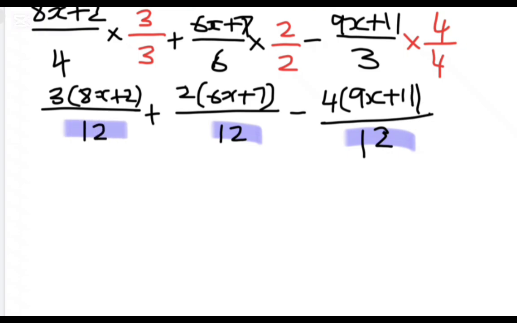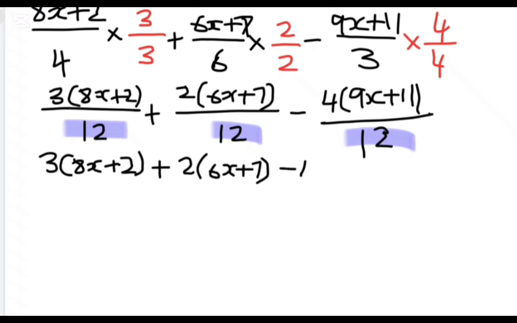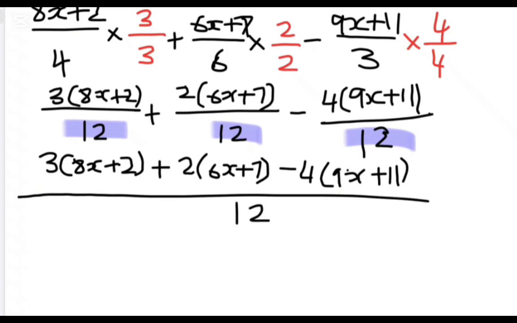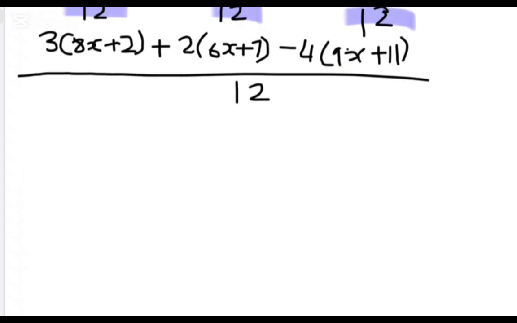We can add everything that is at the top, so we're going to have 8x plus 2, and then plus 6x plus 7 minus 4, 9x plus 11, divided by 12. As you can see, now we can factorize what is at the top, where they are going to multiply.